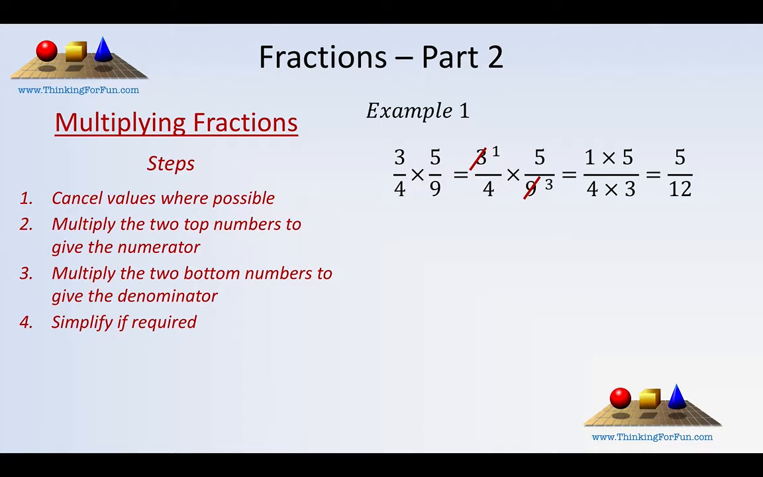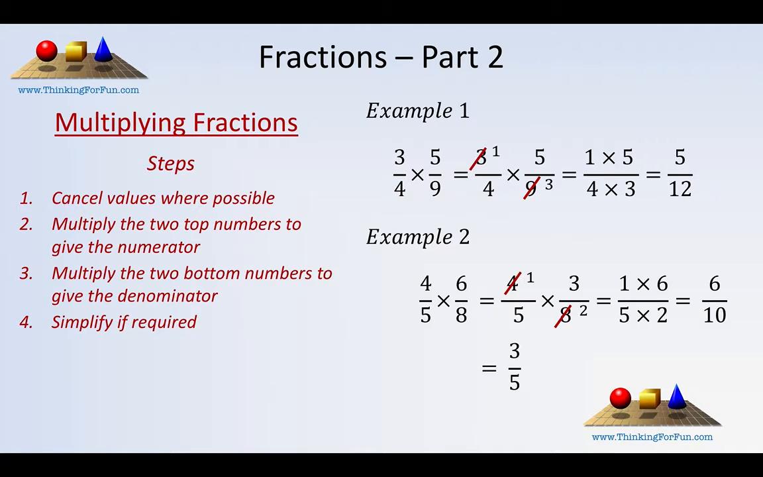Firstly, here we have the two fractions 3 over 4 and 5 over 9. We can start by cancelling the 3 and the 9 as shown on screen. Then steps 2 and 3 tell us to multiply the top numbers to make the numerator and the bottom numbers to make the denominator. This gives us the fraction 5 over 12, which is already in its simplest form, so step 4 is not necessary.